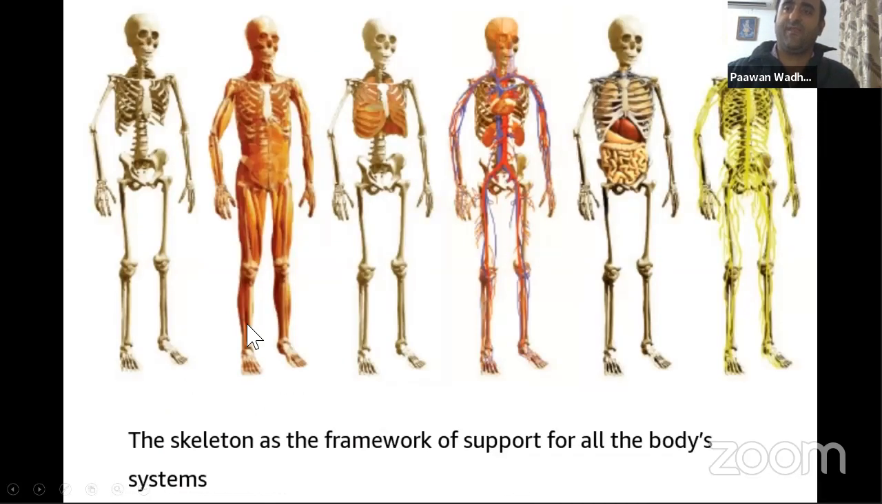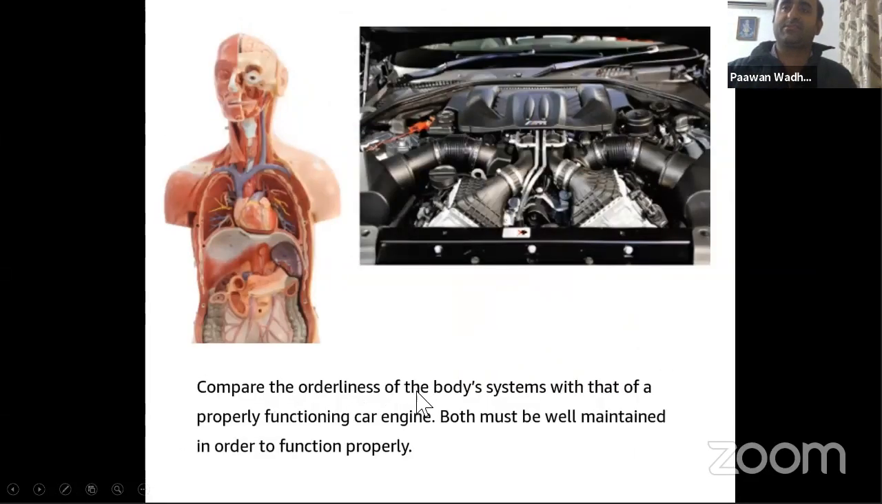The skeleton is the framework of support for all the body's systems. The skeleton supports the muscles, the heart, the arteries and the veins, the abdomen, and the nerves. Compare the orderliness of the body systems with that of a properly functioning car engine. Both must be well maintained in order to function properly. These body systems as well as this car engine must be maintained properly.